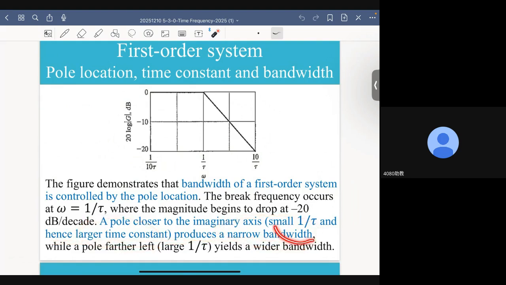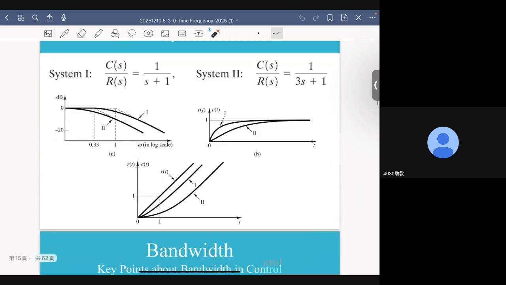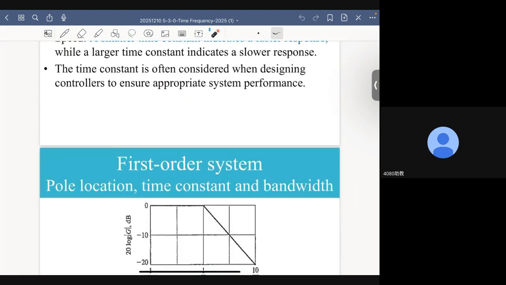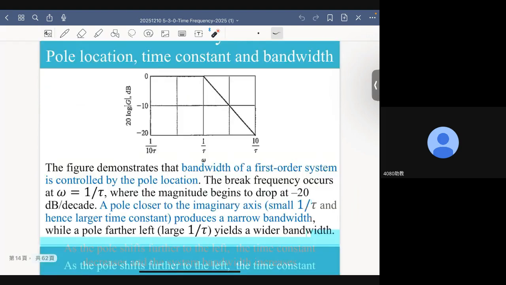Because in this case, when it is smaller, for example, its magnitude plot changes from this to this. So the bandwidth apparently is smaller. So smaller time constant correlates directly to larger bandwidth, and vice versa.